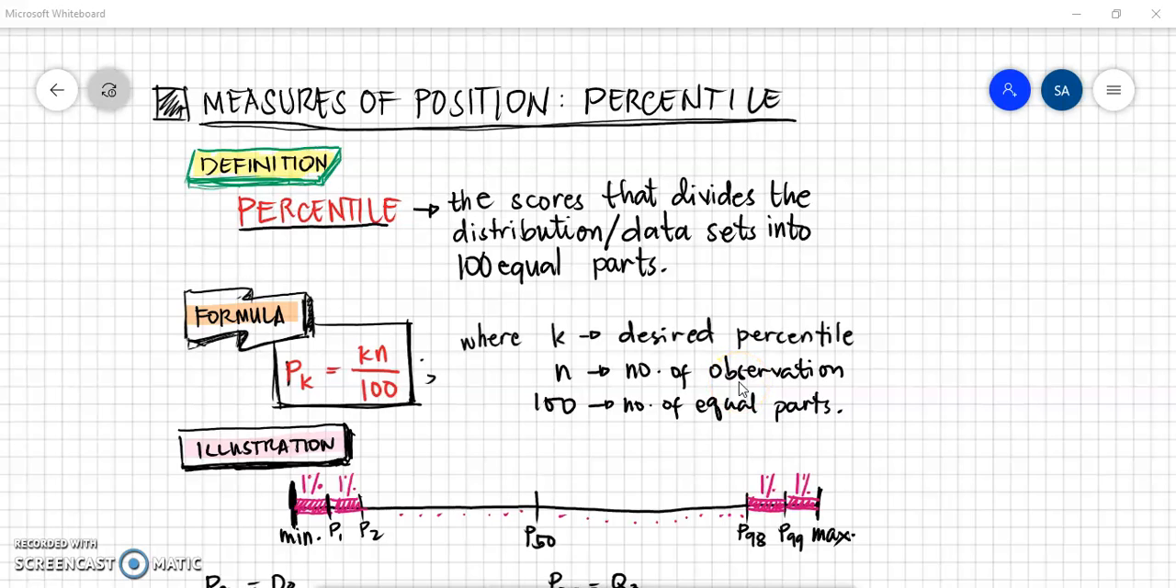Okay, for the last measure of position, we have the percentile. Percentile divides the distribution into 100 equal parts. So it is expected that the values for percentile are from P sub 1 to P sub 99. Okay, this divides the distribution into 100 equal parts.